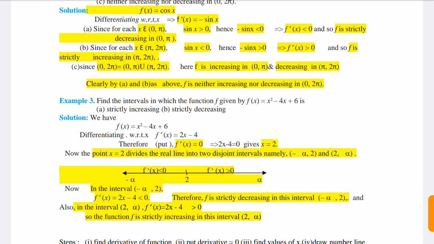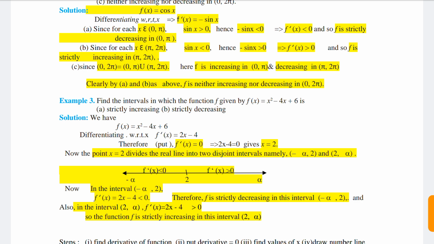f'(x) is 0 at the point where the function is neither increasing nor decreasing. So we put it equal to 0 and get the value of x from this. Here 2x - 4 = 0 will give you x = 2. Now draw a number line and show 2, a number here. So this 2 is the point at which the function is neither increasing nor decreasing.